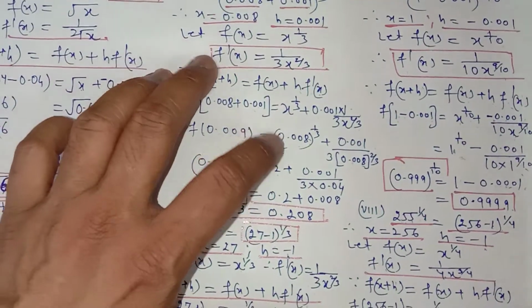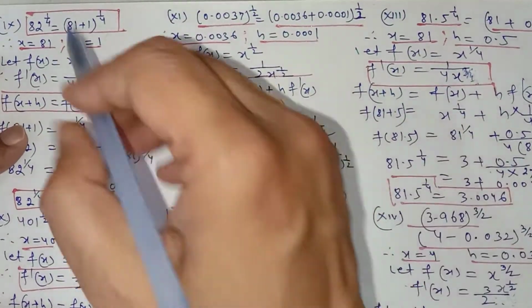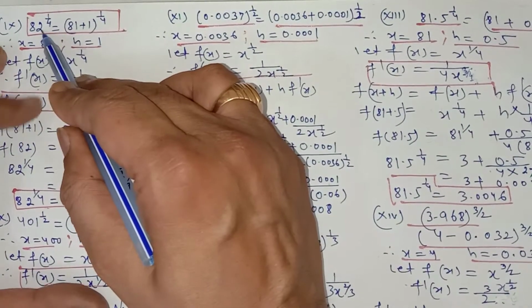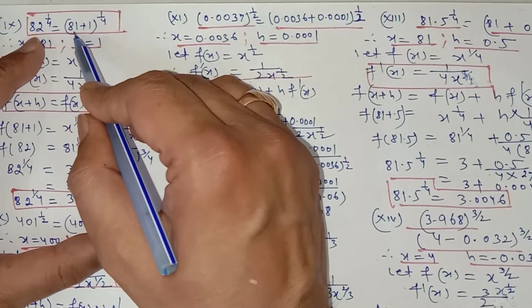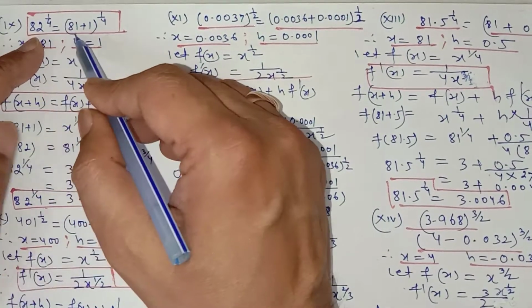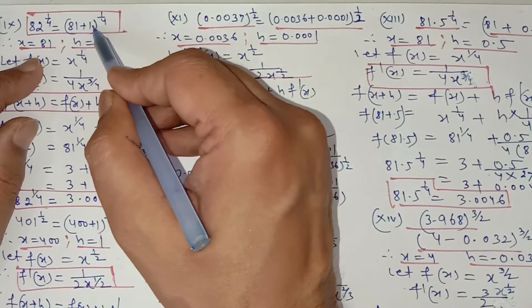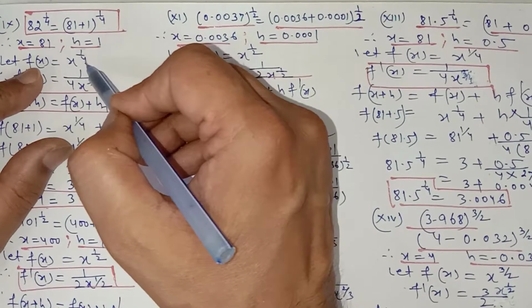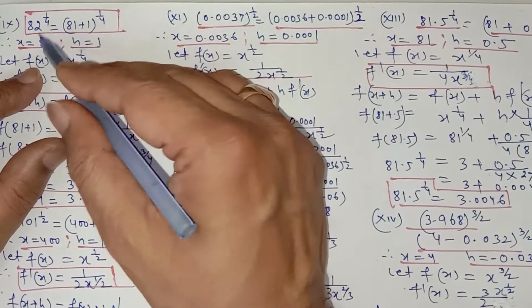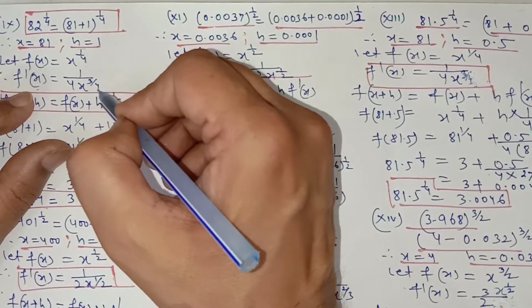Now the ninth part of this exercise: you have to find the 4th root of 82, and the nearest number whose 4th root you can find is 81. So for 82 you can write 81 plus 1, and x here will be 81, h will be equal to 1, and you let f(x) be equal to x raised to power 1 upon 4, because you have to find the 4th root of some number. Its derivative will be again as usual 1 upon 4 x raised to power 3 upon 4.